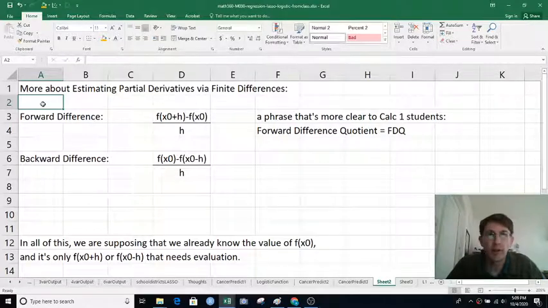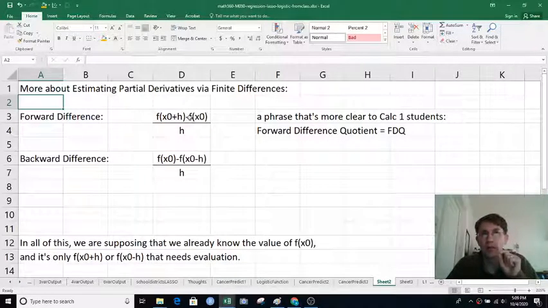Let's talk in more detail about estimating derivatives using finite differences. We might say, well, I know my current objective function value, and I might go a little bit forward and compute the objective function value there, and take the difference of those, that's the difference of the y values, divide by the difference of the x values, and we call that our forward difference.